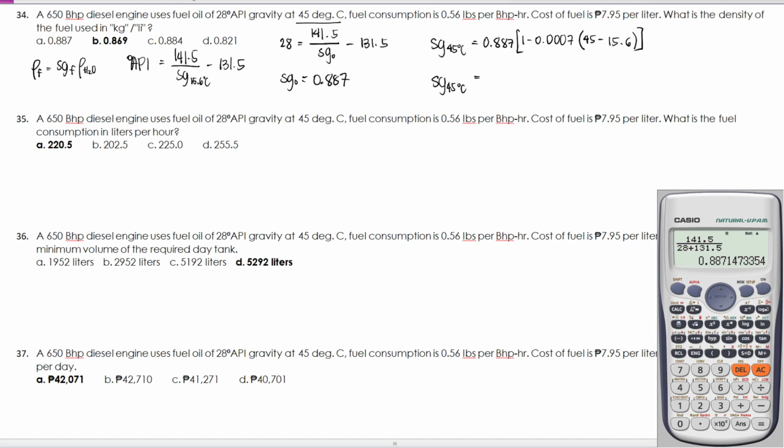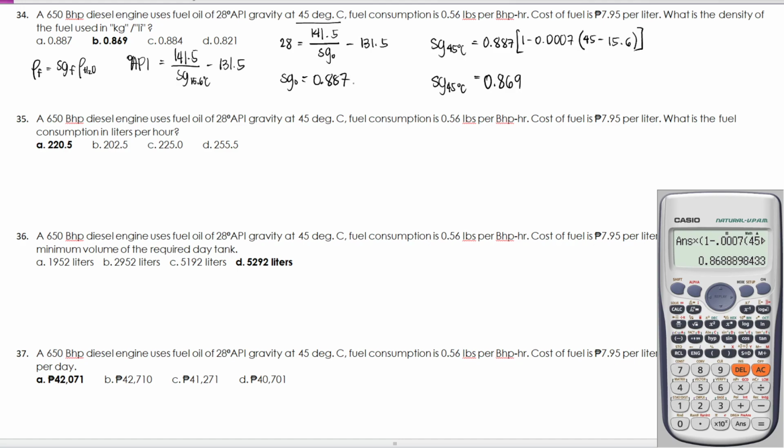Compute ulit natin. So, ito na yung ating standard. Nasa calculator na natin. So, multiply na lang natin siya to 1 minus the correction factor 0.0007 times change of temperature 45 minus 15.6. So, that is 0.869. Okay, so that is 0.869. So the specific gravity based on 45 degrees Celsius na temperature is 0.869.